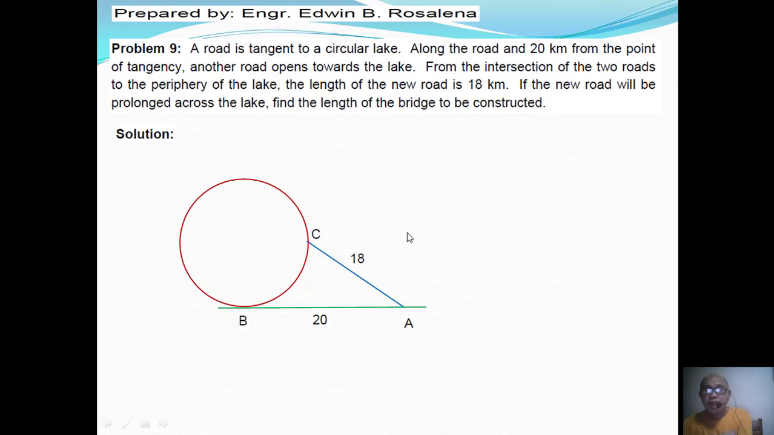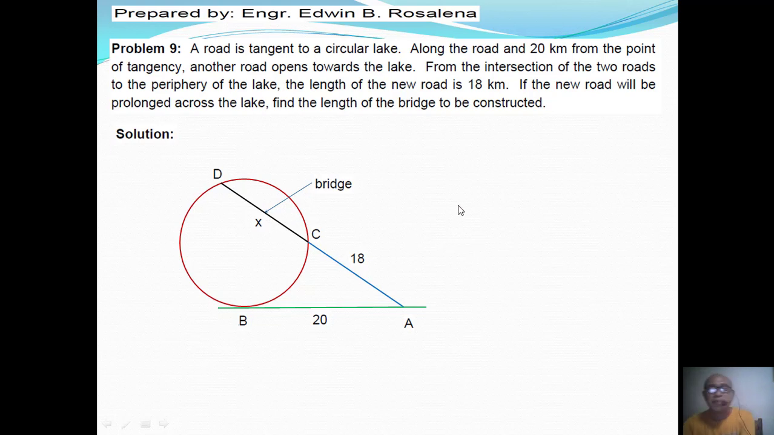Okay. So, ito pala. So, bridge to be constructed. Find the length. Okay. So, what have you noticed? The figure forms a tangent and a secant drawn to a circle. Okay, I will represent the length of the bridge as x. So, anong equation natin dito? 20, 18, and then x.